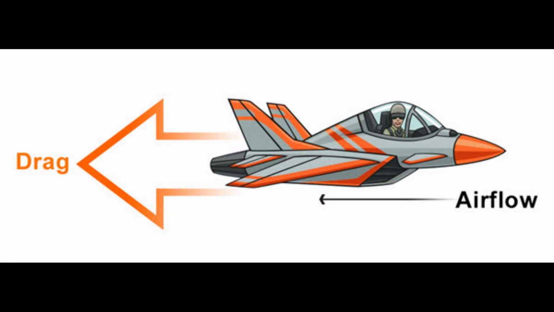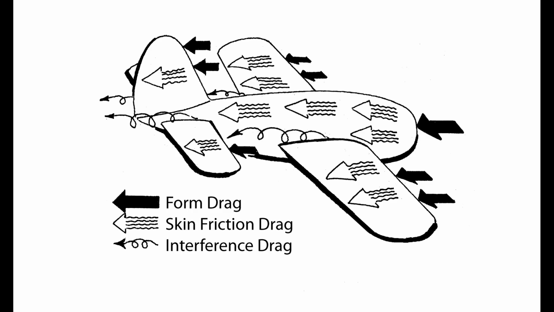The second force is drag. Drag is the aerodynamic force that opposes an aircraft's motion through the air. It's essentially the resistance an airplane encounters as it moves forward. There are two main types of drag: parasitic drag and induced drag. Let's start with parasitic drag. Parasitic drag consists of three components: form drag, skin friction, and interference drag.